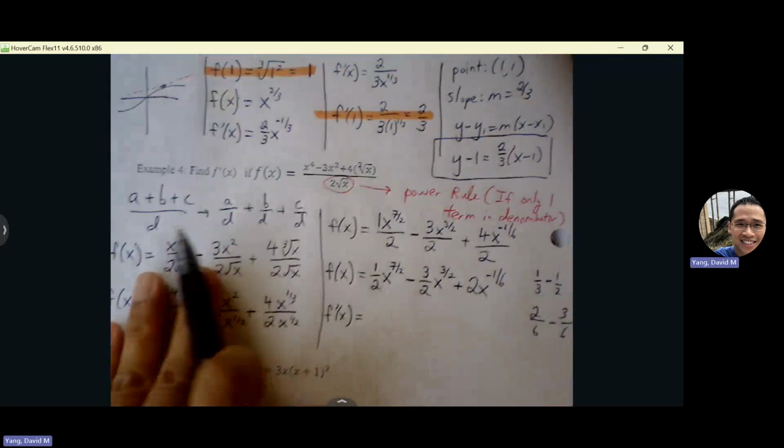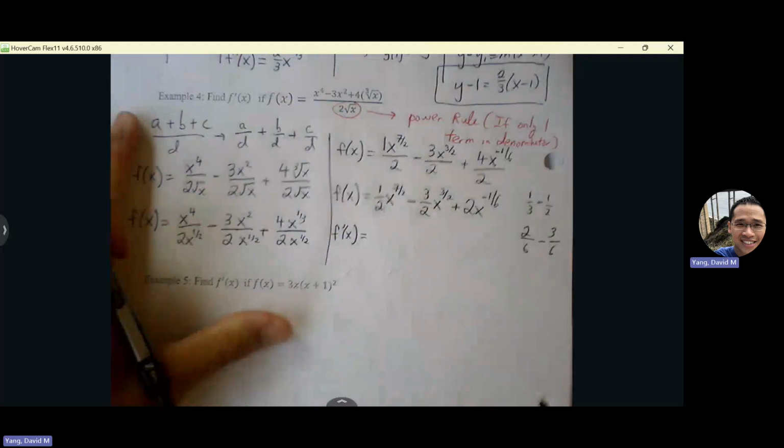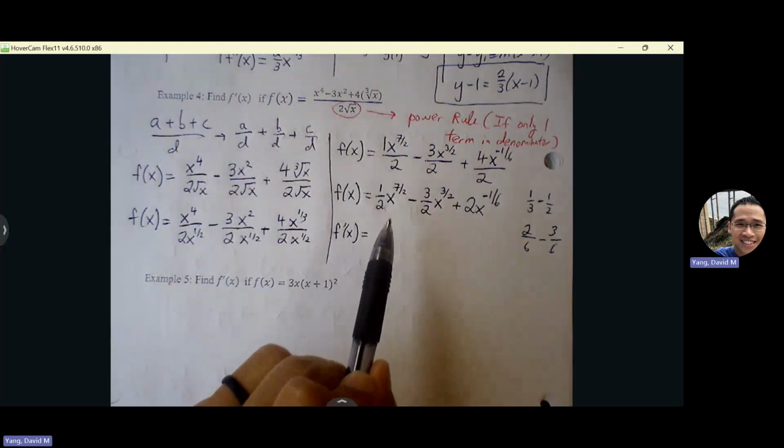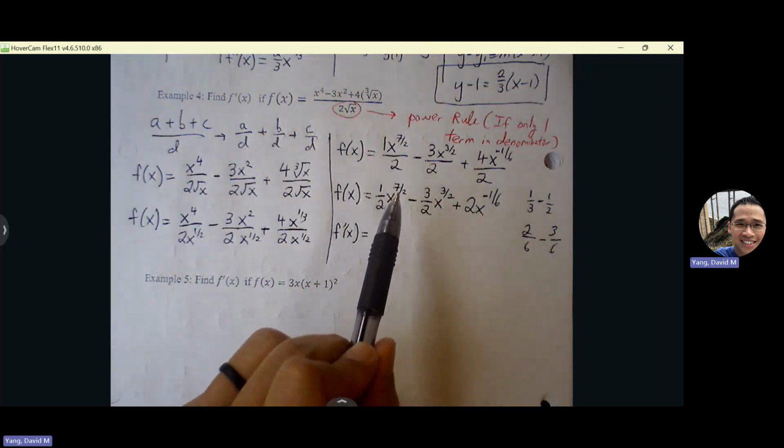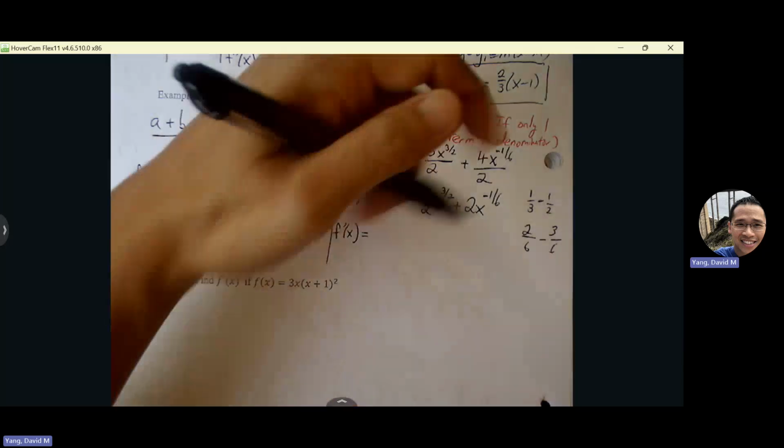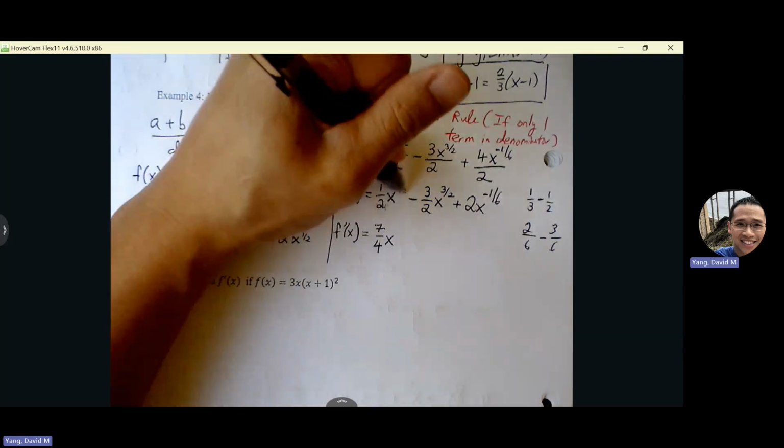So now we do power rule. Now everything up to this point is just algebra. This is the one calculus step where we do power rule. So bring the exponent down, bring the 7/2 down. So 7/2 times 1/2 is 7/4. Subtract 1 from the exponent. 7/2 minus 2/2 is 5/2.